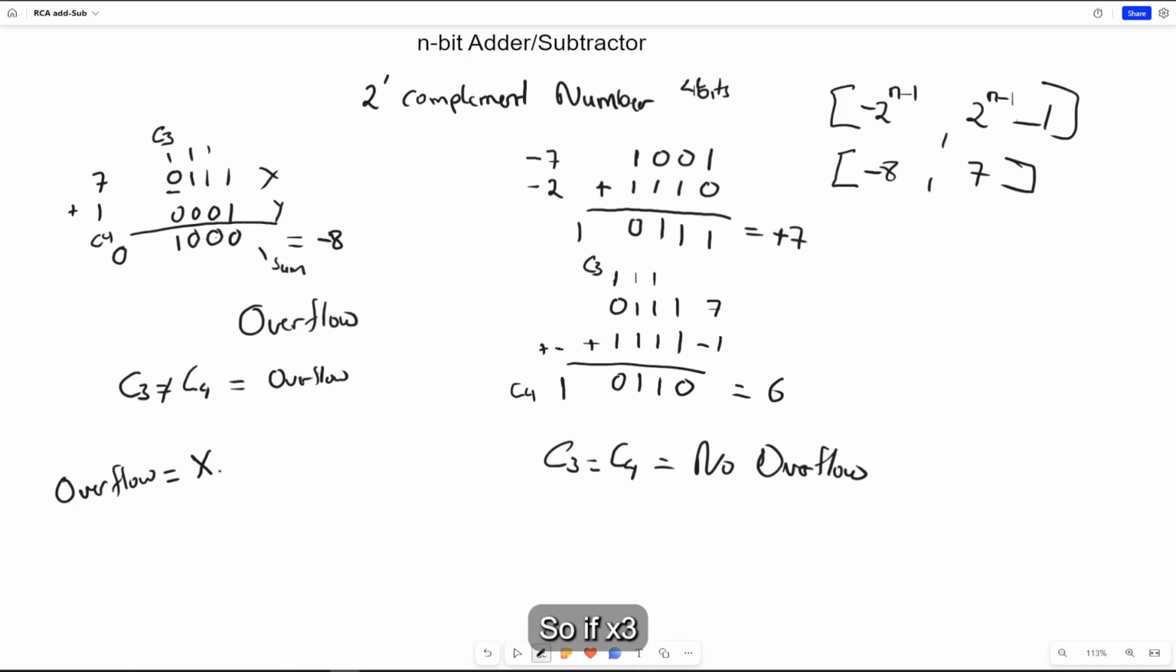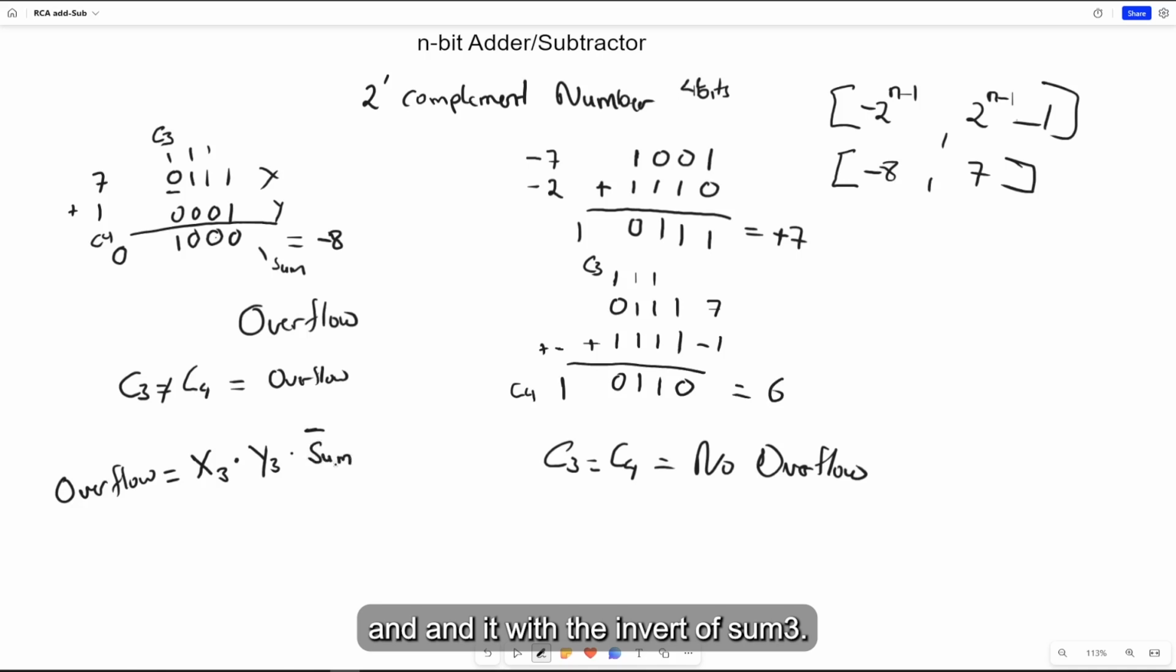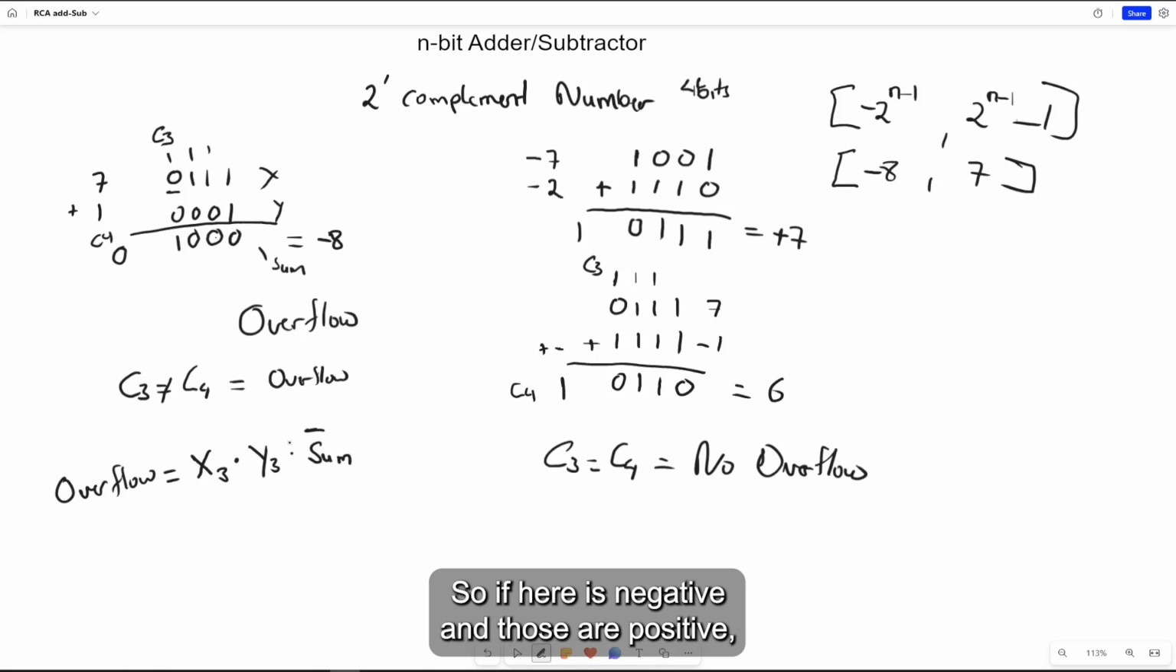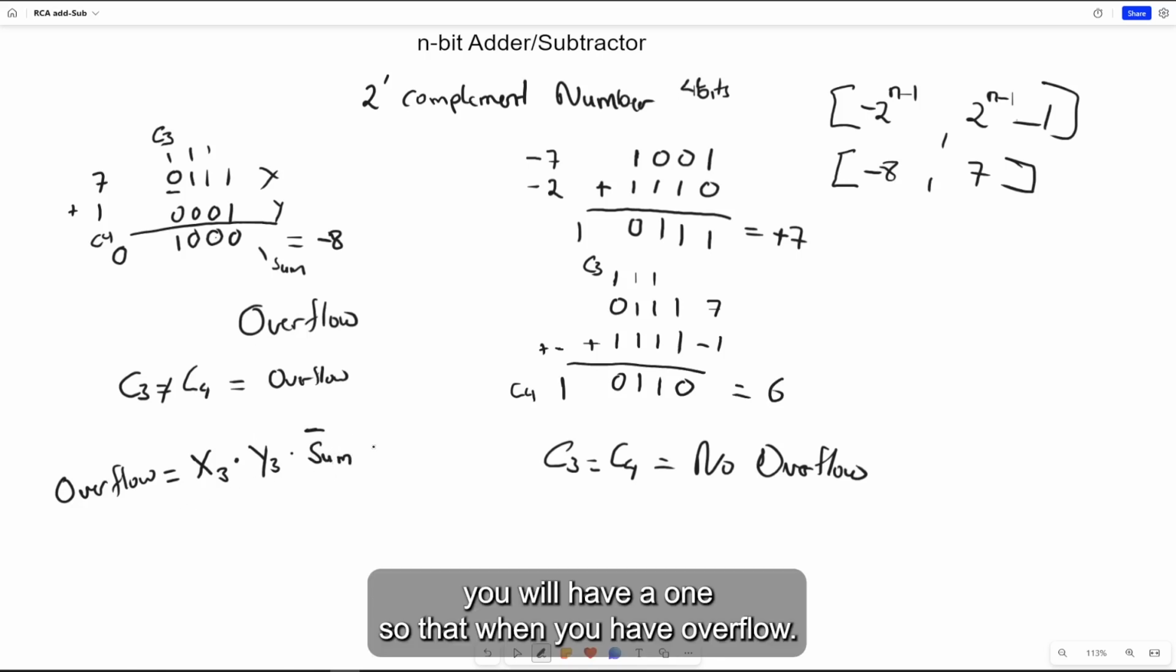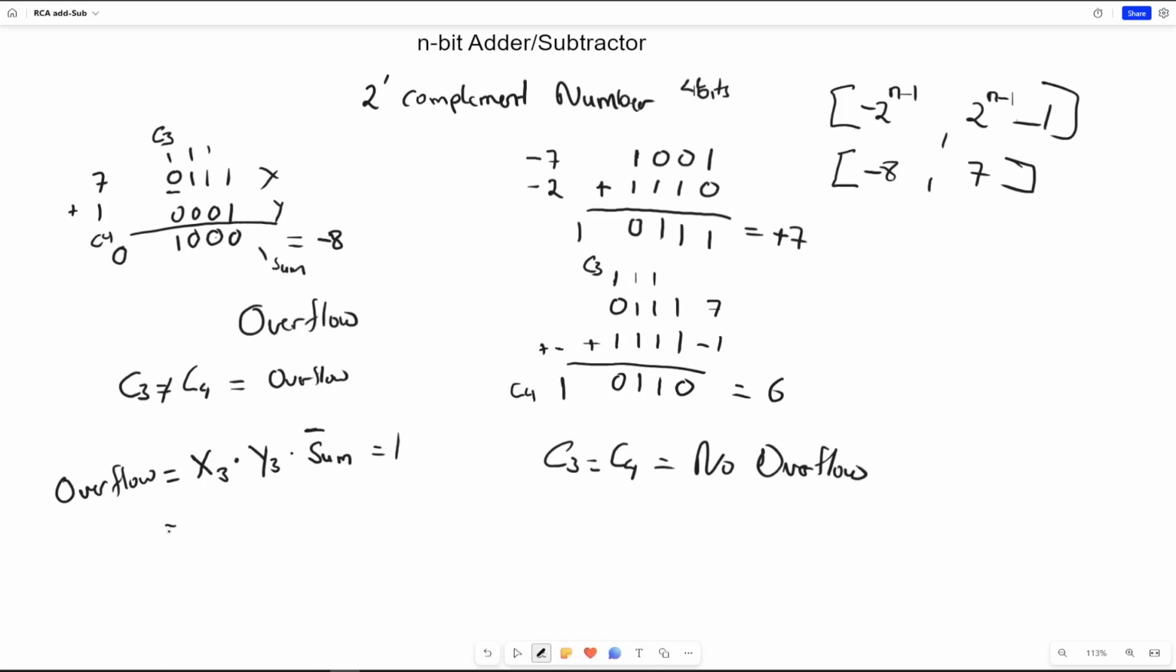So if x3 AND it with y3, those are positive, and AND it with the invert of sum 3. So if here is negative and those are positive, you will have a 1, so that means you have overflow.